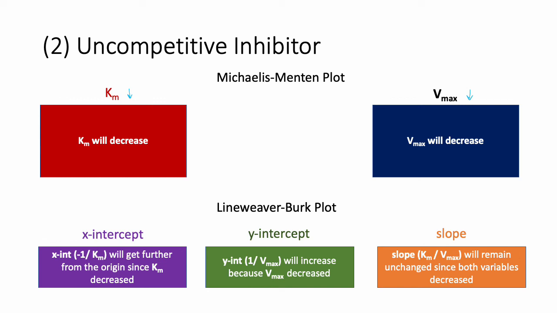For the Lineweaver-Burke plot, the x-intercept will get further from the origin since Km decreased. The y-intercept will increase because Vmax decreased. Remember, the y-intercept is 1 over Vmax. And the slope will remain unchanged since both variables decreased. So M, no change.